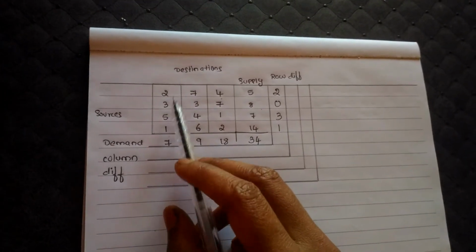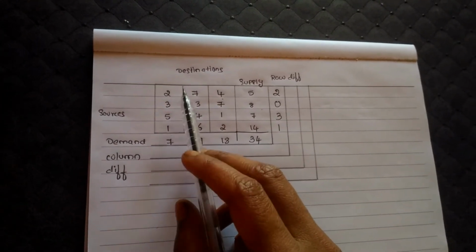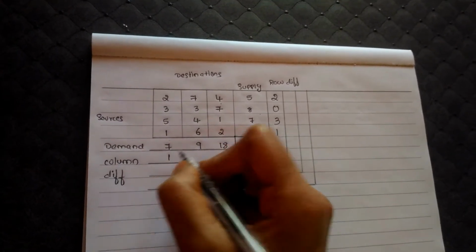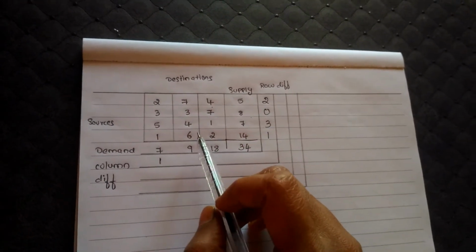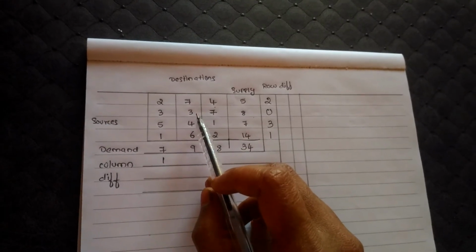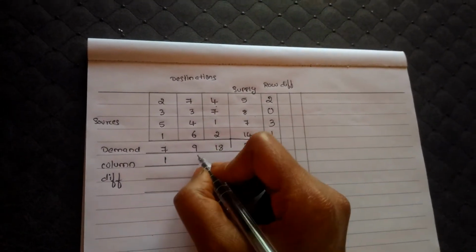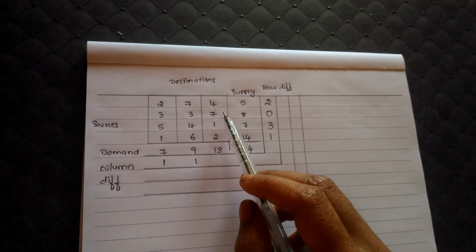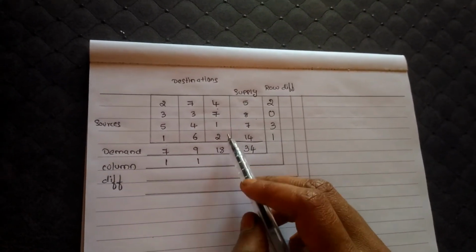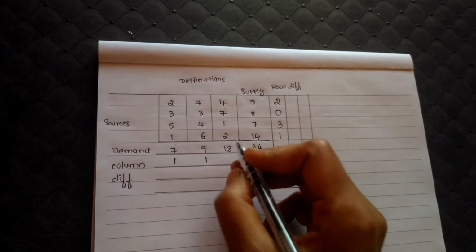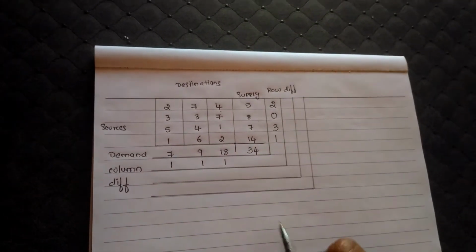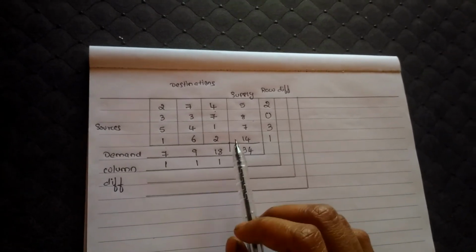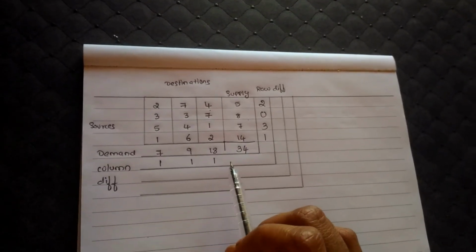Following the same steps for the columns. The first least value in column number 1 is 1 and the second least value is 2, where the difference will be 1. And in column number 2, the first least value is 3 and the second least value is 4, which gives me a difference of 1. Coming to the third column, the first least value is 1, the second least value is 2, where I find the difference to be 1. So this is the column difference and row difference for the first iteration of Vogel's approximation method.